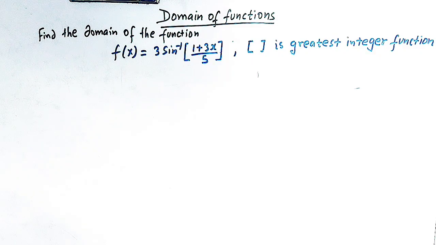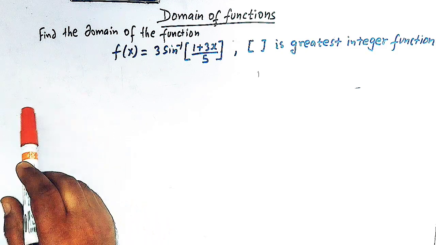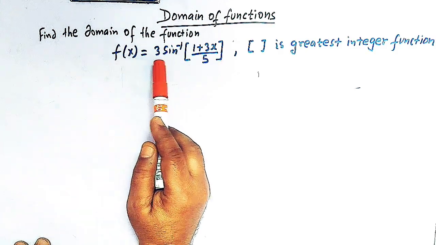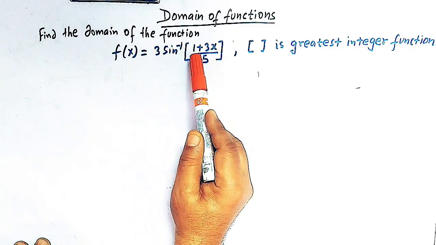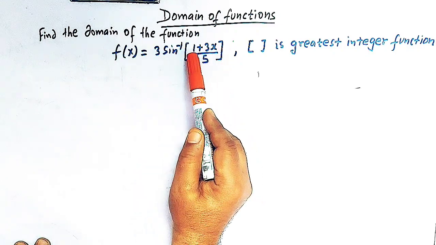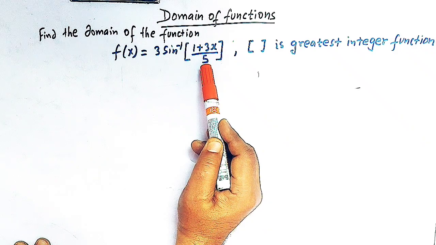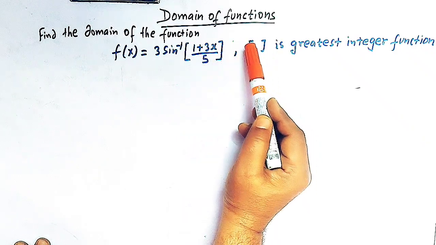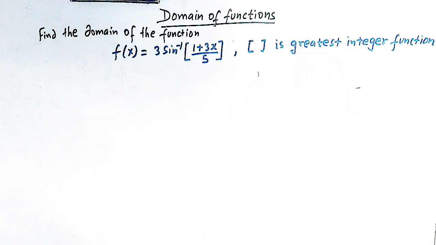Hello viewers, in today's session we are going to discuss another important and conceptual problem from the domain of functions. In this session we are going to find out the domain of this function f of x equal to 3 times sine inverse of the greatest integer of 1 plus 3x over 5. The square brackets denote the greatest integer function, right?